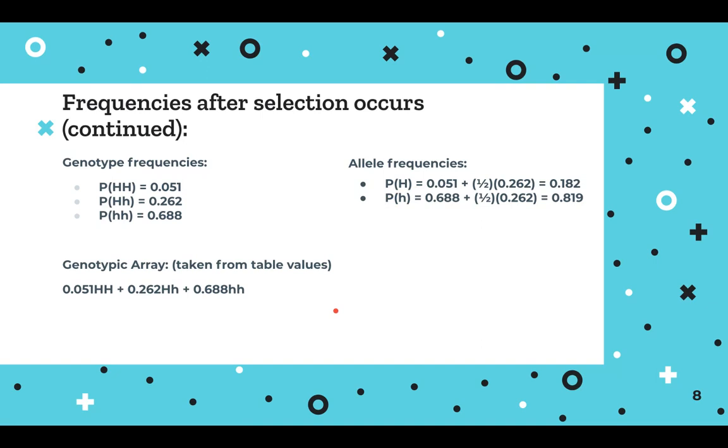And if the population is continuously selected in this way, then we're going to end up with all little h bunnies eventually.